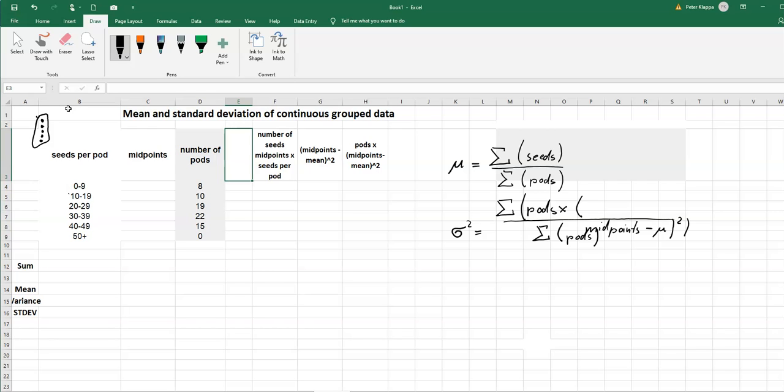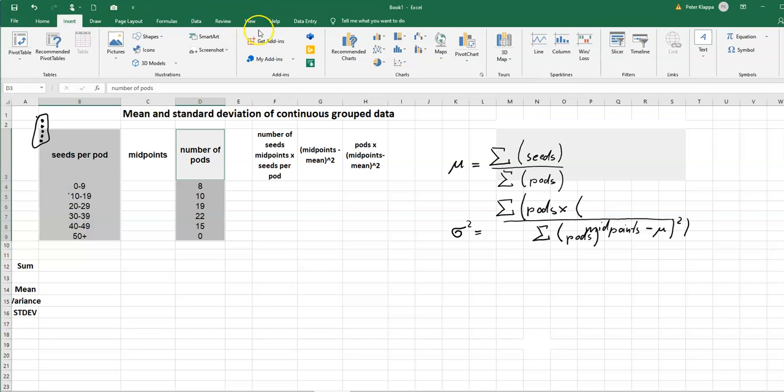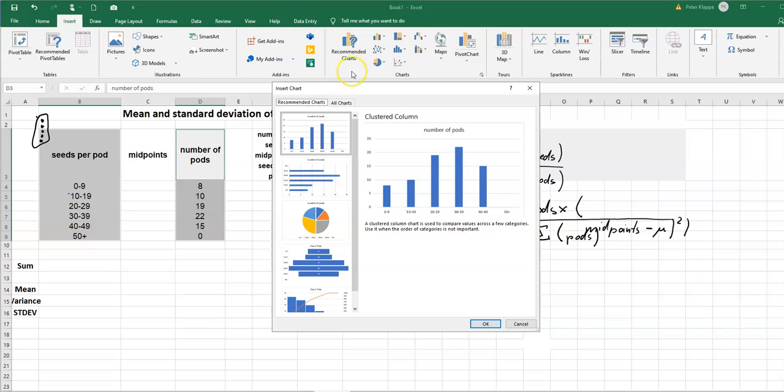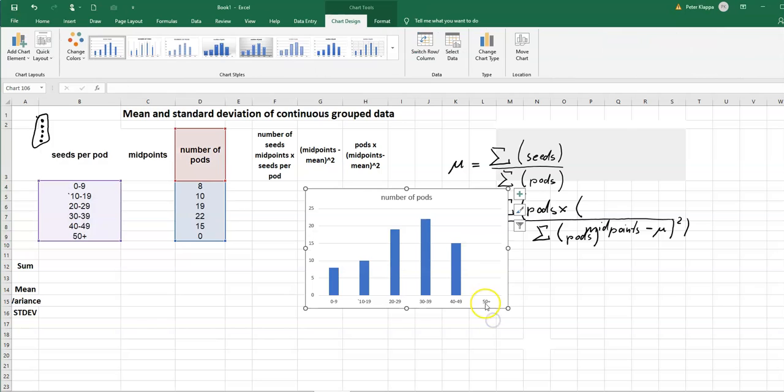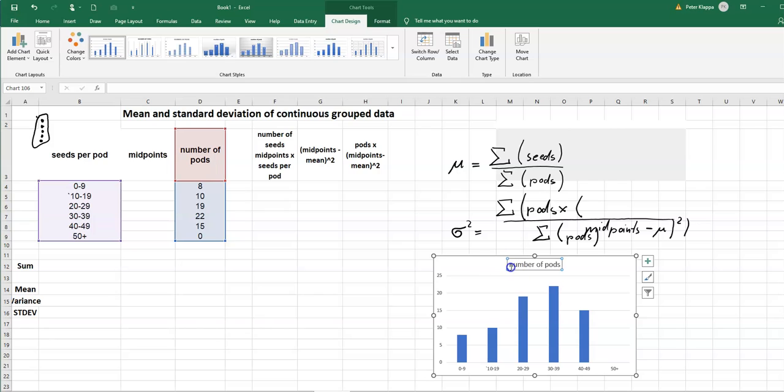So what we should do in the first place is have a look at our distribution of the seeds per pod, and we can do that very easily. So I just highlight the cells that I want to look at, and under Insert I go to Recommended Charts and I use a bar chart in the first place. So that would give me here the distribution of the seeds. I don't need this title.